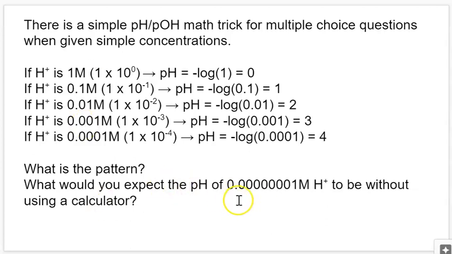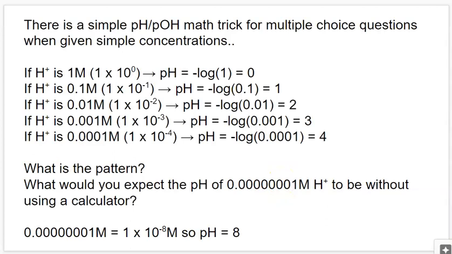So say we wanted to know the pH of a sample with a concentration of 0.00000001. If we turn this into scientific notation and see what our times 10 to the negative value is, we can correlate that with its pH. So 1, 2, 3, 4, 5, 6, 7, 8. This is going to be 1 times 10 to the negative 8. So from that, we can assume, without a calculator, that the pH of this solution is going to be 8.